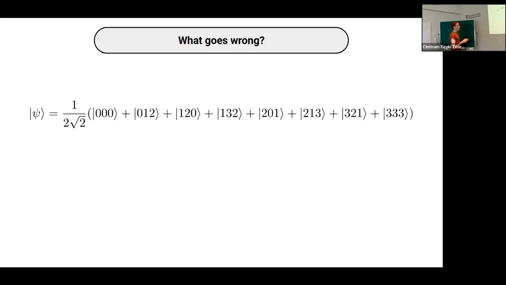And now to the example, what goes wrong? So we go back to this example state, and let's perform such a substitution of our description. This is just a description change. It does not correspond to any physical operation. It is also reversible, right? Obviously. We just label things differently.